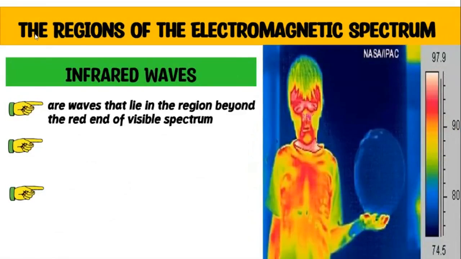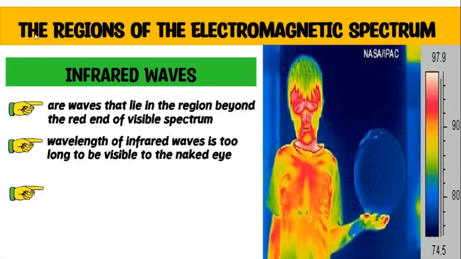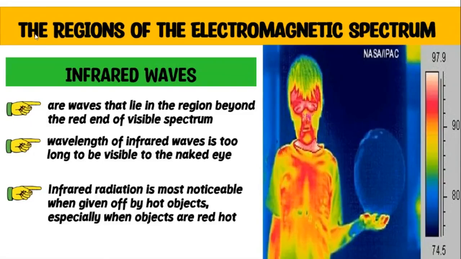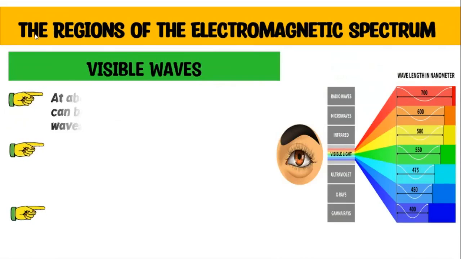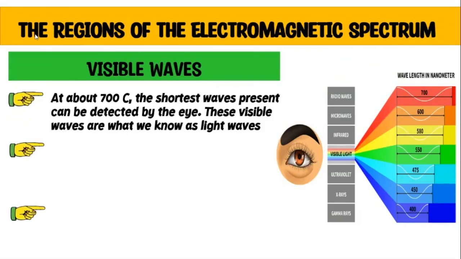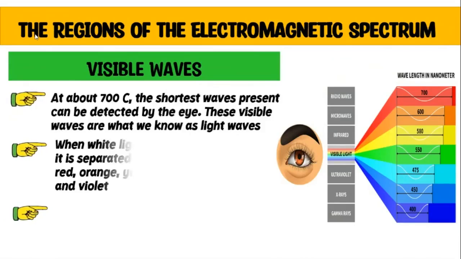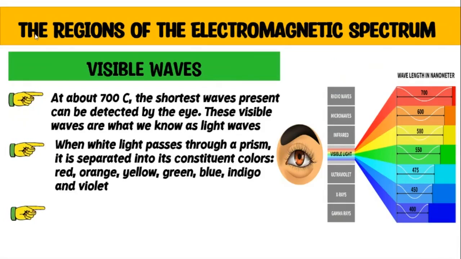The wavelength of infrared waves is too long to be visible to the naked eye. Infrared radiation is most noticeable when given off by hot objects, especially when objects are red hot. Next is the visible waves. At about 700 degrees Celsius, the shortest waves present can be detected by the eye. These visible waves are what we know as light waves.